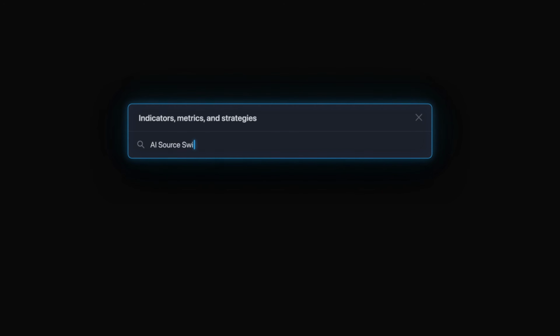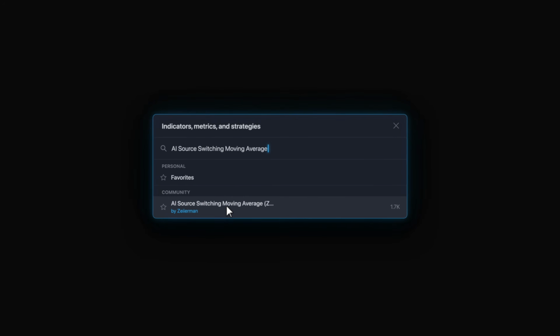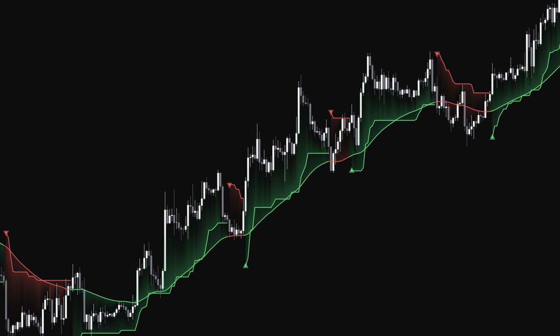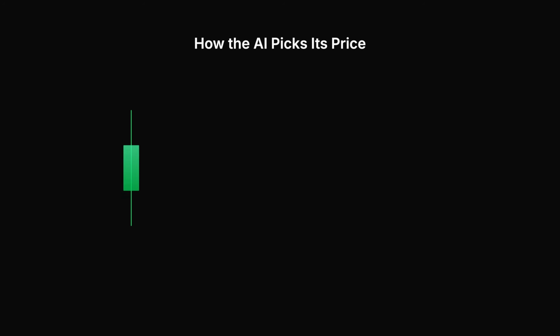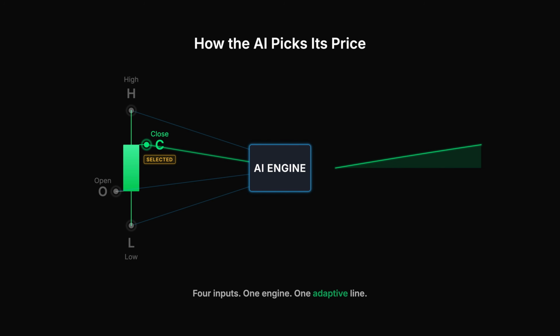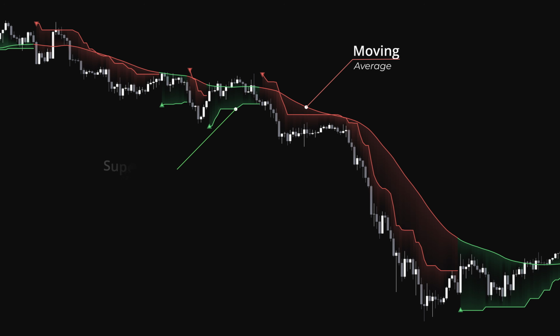AI source switching. Moving average, created by Zierman, is a trend tool that wraps a genuinely heavy machine learning stack around one surprisingly small decision: which price input to feed a moving average. Instead of defaulting to close, the engine evaluates open, high, low, and close separately, and picks whichever one its model currently ranks highest. Then runs your chosen moving average type on that selection and trails it with an adaptive supertrend.